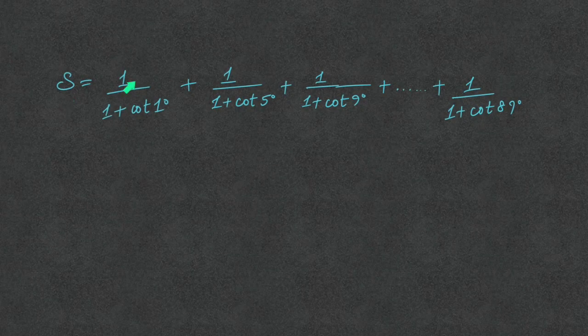S is equal to 1 upon 1 plus cot 1 degree, plus 1 upon 1 plus cot 5 degree, plus 1 upon 1 plus cot 9 degree, plus so on up to 1 upon 1 plus cot 89 degree. What is the sum of this expression? First of all, if I see here, the pattern is kind of this: 1 upon 1 plus cot of x. Every term is following this pattern.